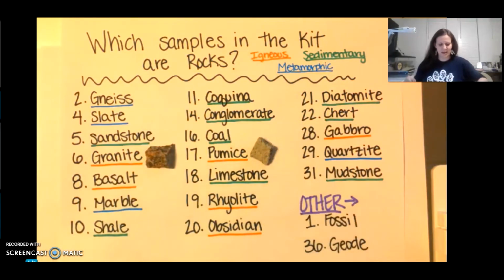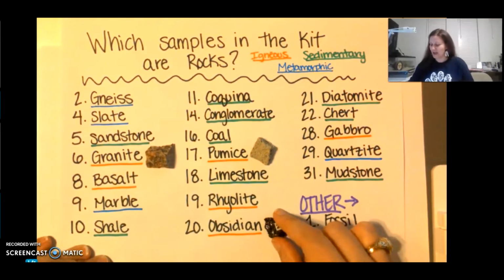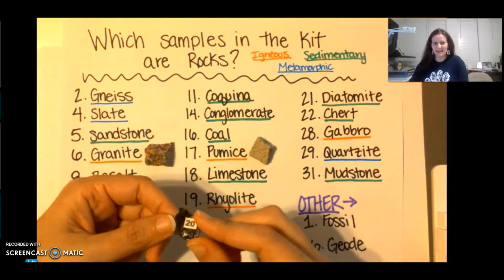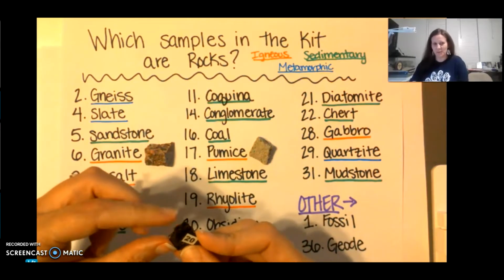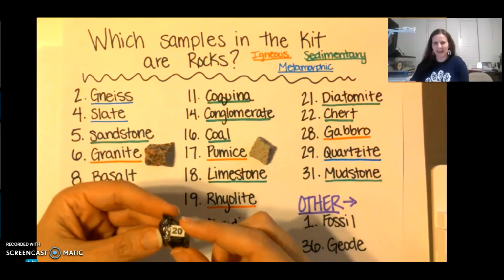And then I also have number 20, which is obsidian. So obsidian, you'll see, is very glassy. It's really shiny, and it's really sharp actually on the sides. It actually is a black volcanic glass.